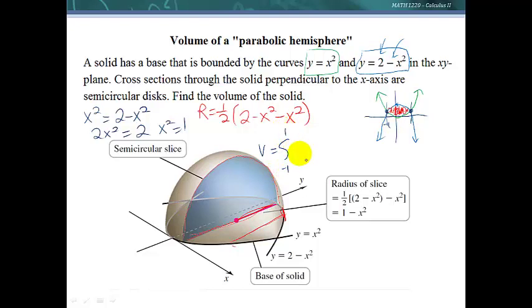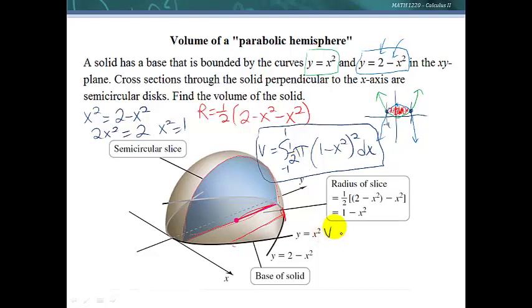And now we have pi r squared, pi times 1 minus x squared, squared, and then multiplied by our little thickness dx. Oh, and I forgot one thing, because these are not discs, they're not complete circles, they are only half circles or semicircles, so I need a 1/2 in there. Now let's go ahead and see if we can compute this integral.